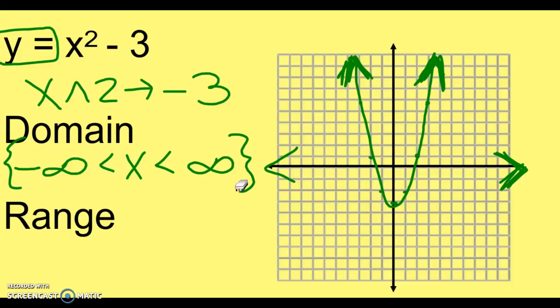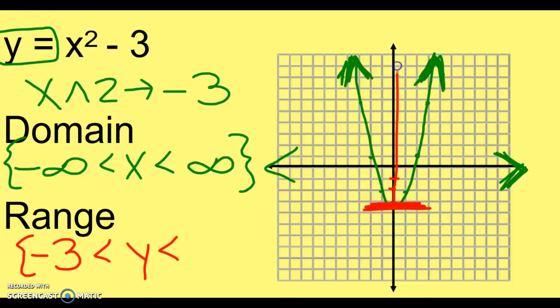Now range is not so simple. If you look at your graph, and mine's a little off, this is your lowest y. What is that number? Well, -1, -2, -3 is your lowest y. So we're going to write -3. We're talking about our y's, so let's put in our symbols for in between. And then look at this, it just keeps going and going up, right? Because your graph is going to keep going up. So it goes up to infinity. And that's your range. Let's try another one.